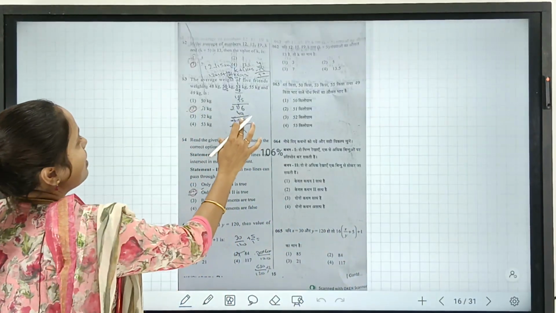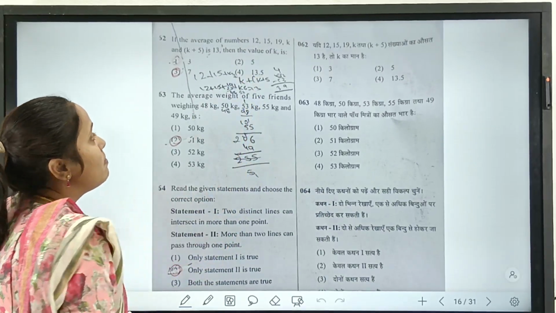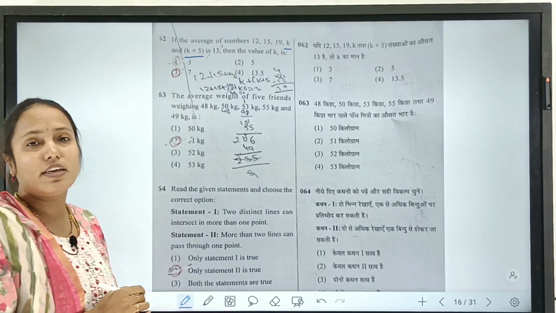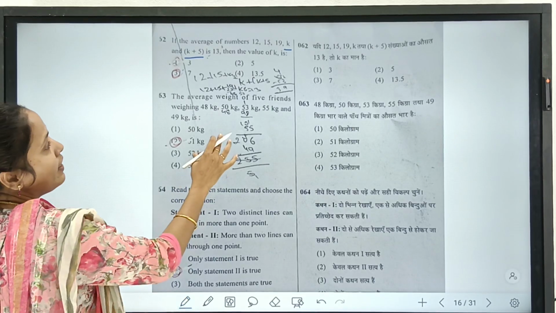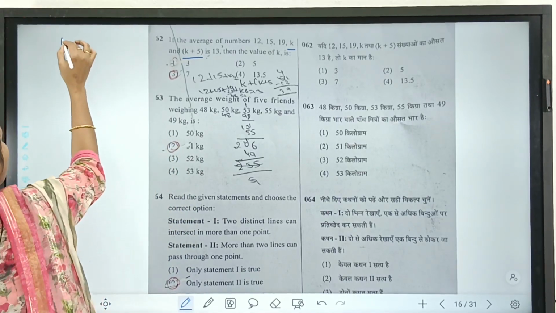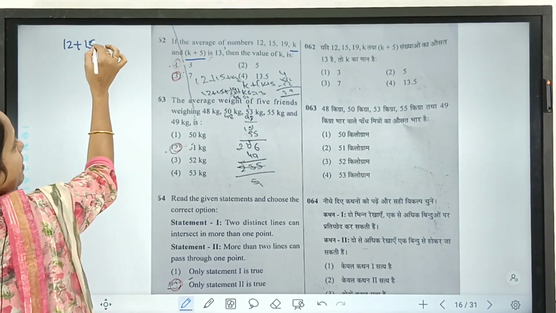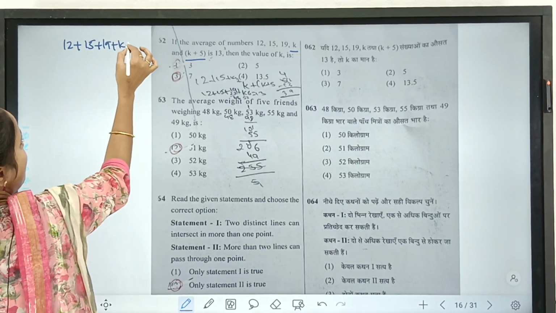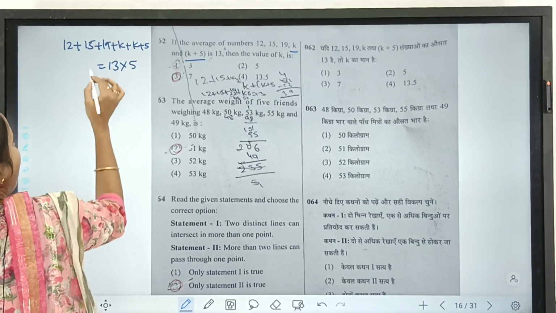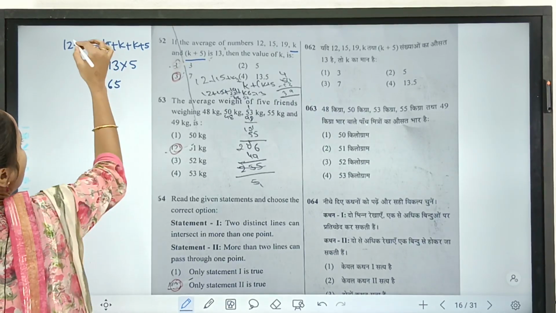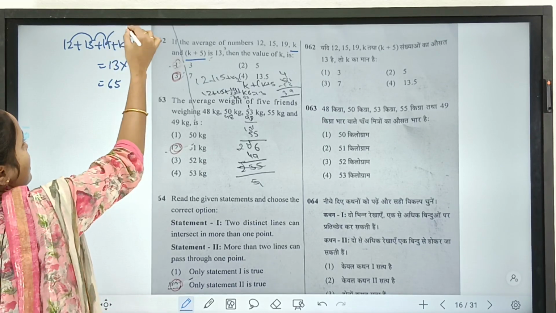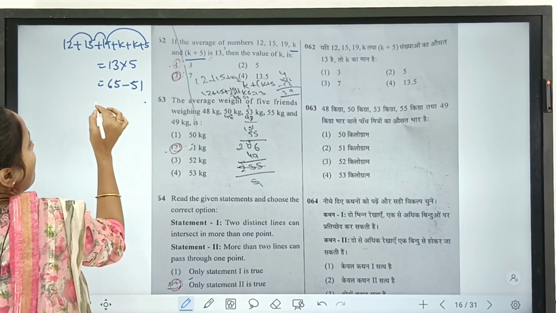And next question. The average of the numbers is given. Then find the k value. If you observe, two of the numbers have k. What is the average? Sum of the numbers divided by the number of numbers. Here 12 plus 15 plus 19 plus k plus k plus 5 equals 13 into 5, which is 65. If you subtract from all these, 12 plus 15, 27, 27 plus 19, 46, 46 plus 5, 51 will come out. That means you will get 14.